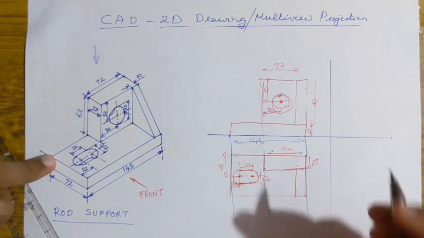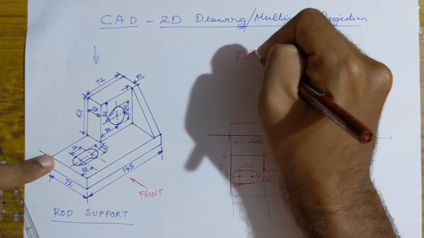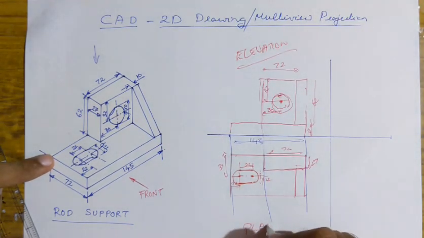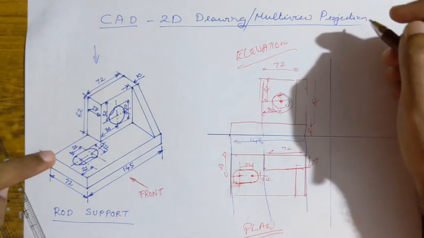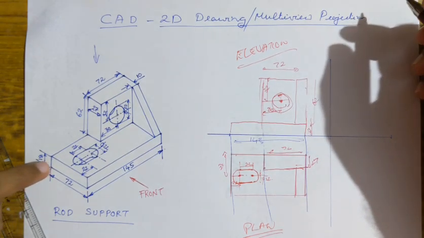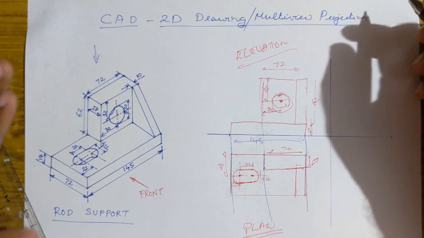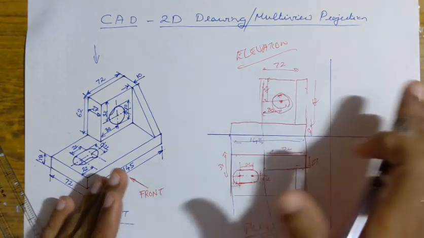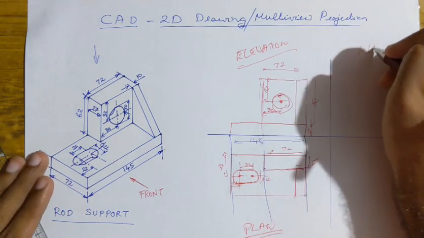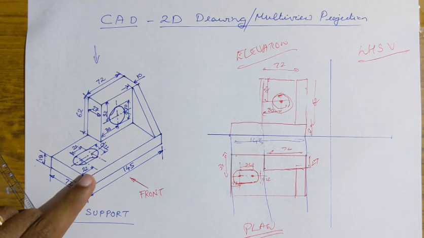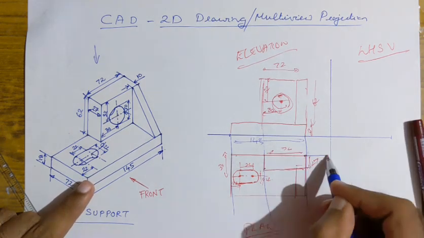Next is the left hand side view. This is the elevation which we have drawn, this is the plan which we have drawn, and next is the side view. Which side view are we talking about? It is the left hand side view. As we have the left hand side view, its projection is going to be on the right. So in order to get that, you just draw the projectors to the right.